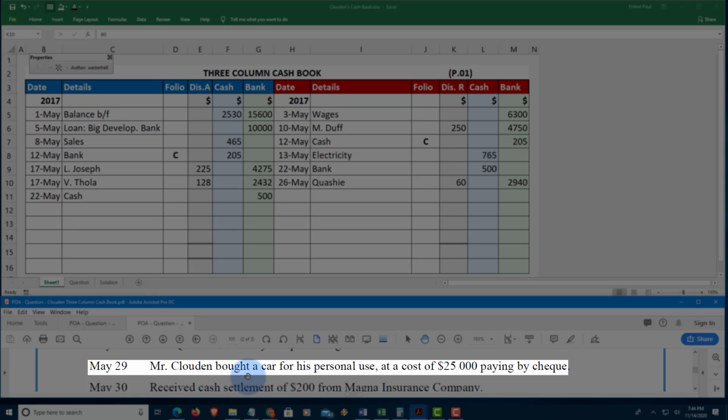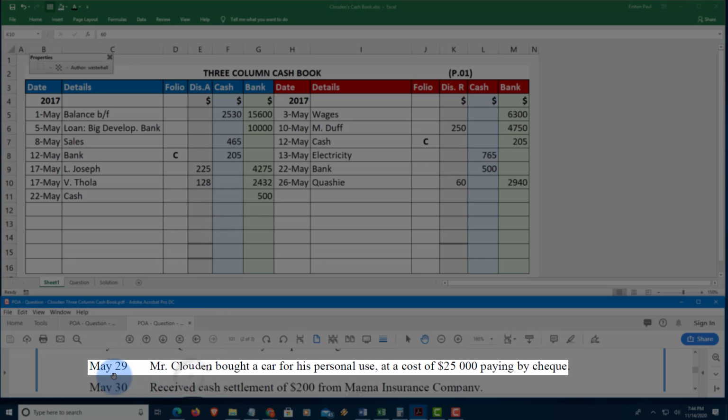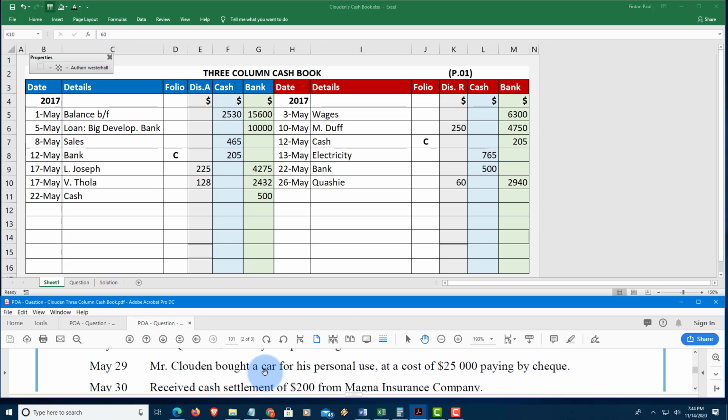M. Clouden bought a car, and when we speak of M. Clouden, we're speaking of our business, because this is M. Clouden's cash book. Bought a car for personal use at a cost of $25,000 paid by check. It's a payment.